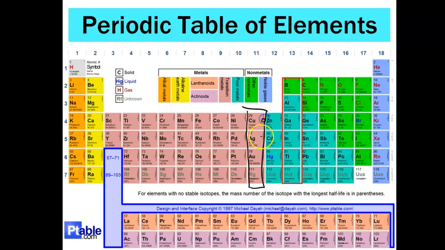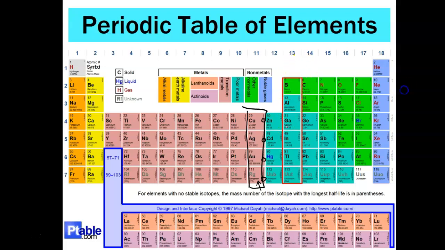So copper has 1, gold has 1, silver has 1, and this one right here that I can't pronounce has 1. This is a gas, so we don't use that. So here's our primary conductors right there. They all have one electron in the valence shell. That makes sense? Okay.